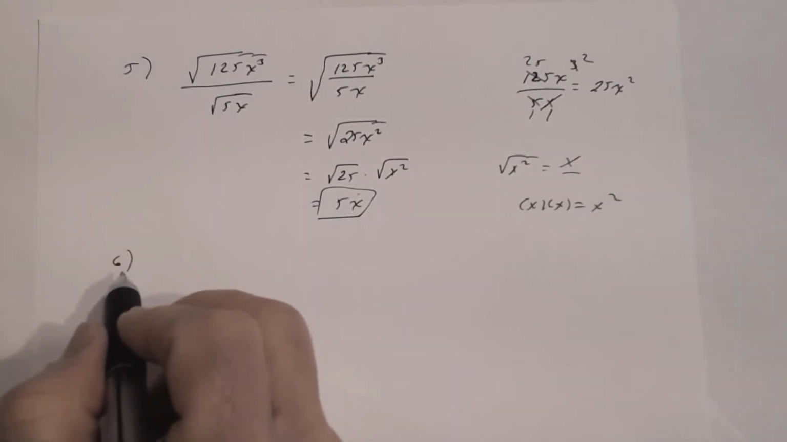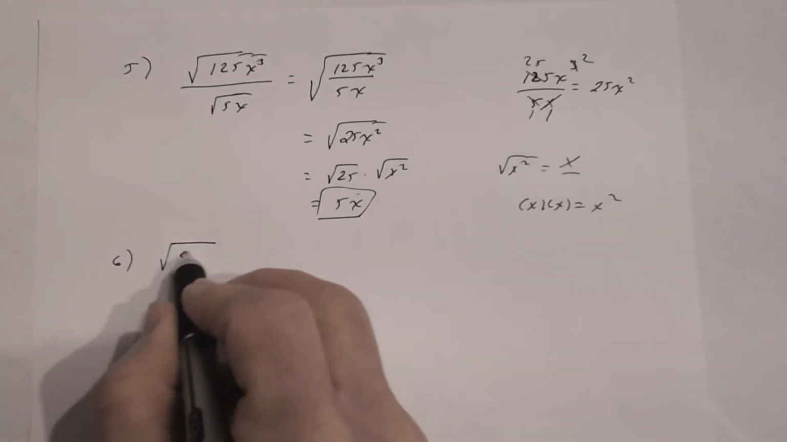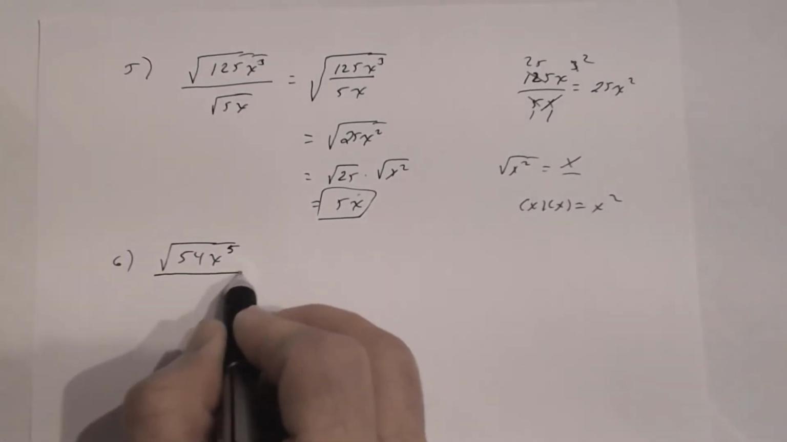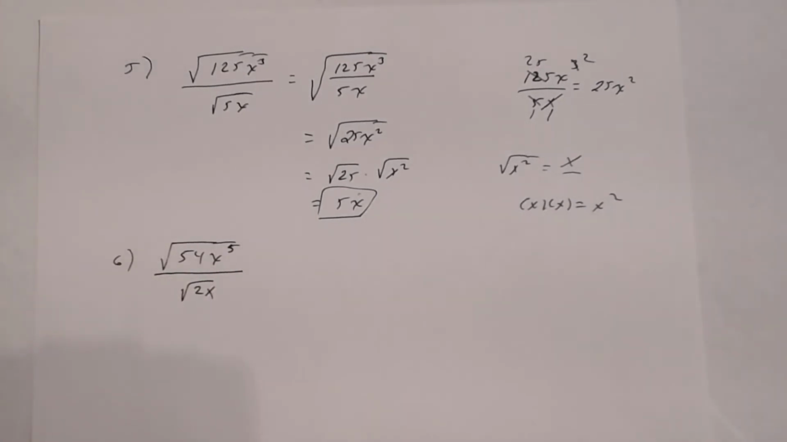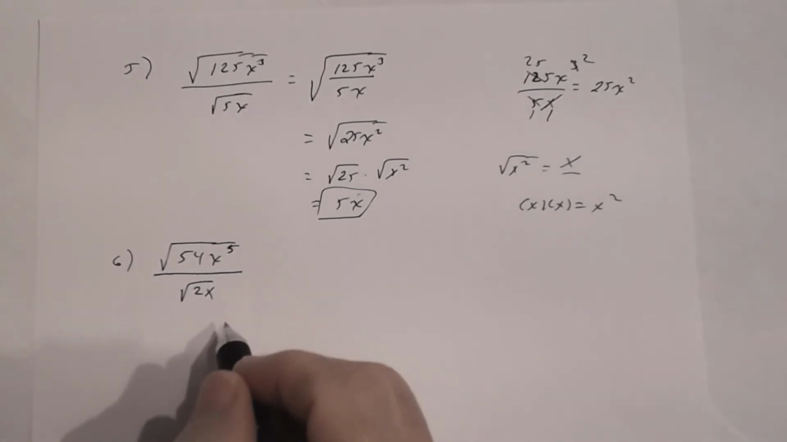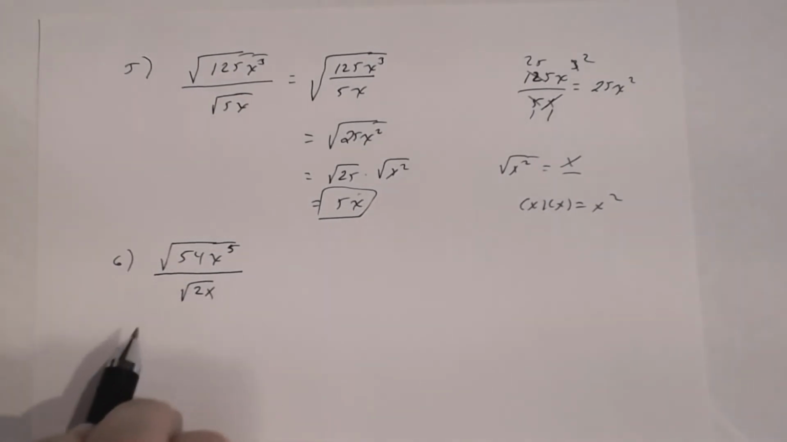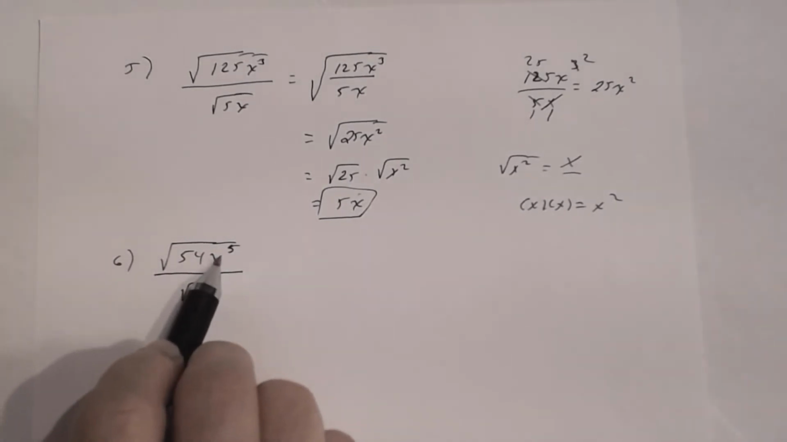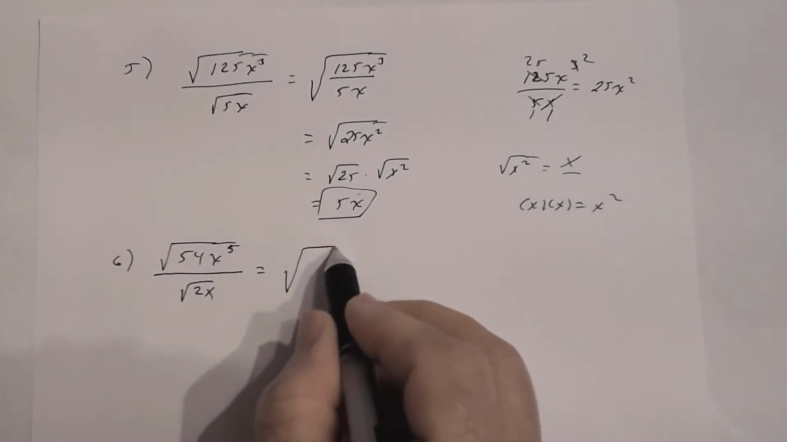Number 6, we have the square root of 54 x to the 5th power divided by the square root of 2x. All right? So square root of 54 x to the 5th divided by 2x. And I know that using the quotient rule is going to help here because 54 is divisible by 2, and there are factors of x in the numerator, factors of x in the denominator, and there's more in the numerator than there is in the denominator. So let's go directly to the quotient rule.